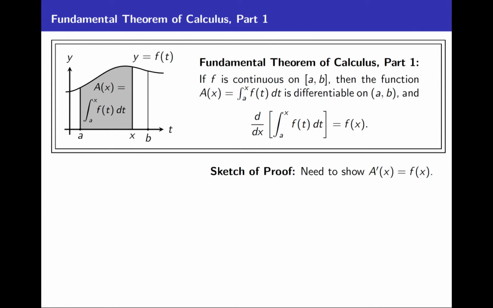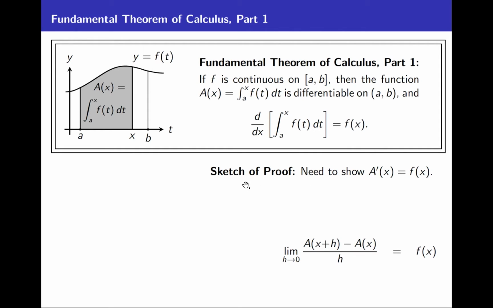Now, real quickly, I want to just sketch the proof of this. It's not going to be a full proof, I'm not going to dot every i and cross every t here, but I want to give you an indication of why you should believe that the derivative of the integral from a to x of f of t dt is equal to f of x.